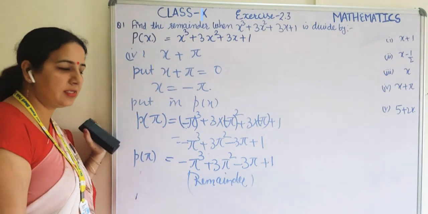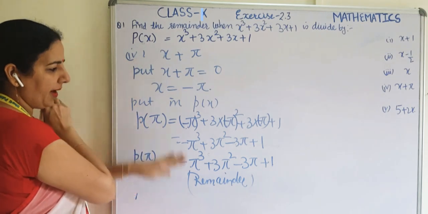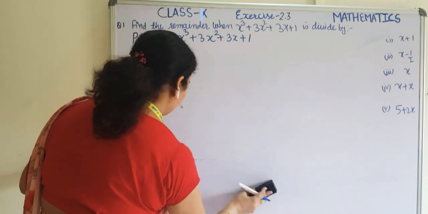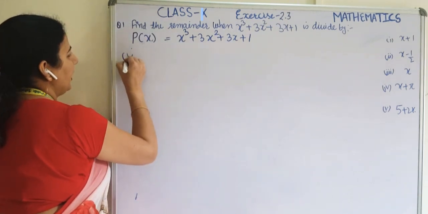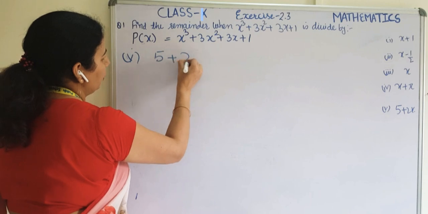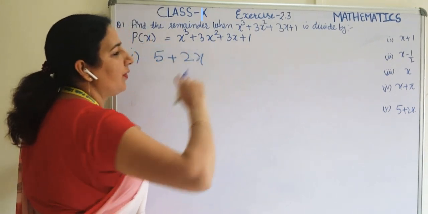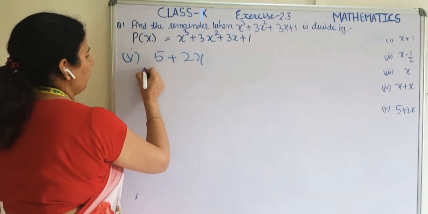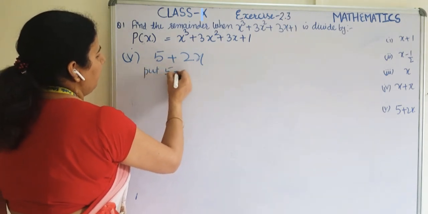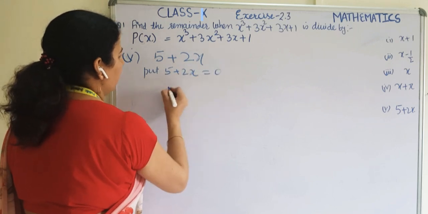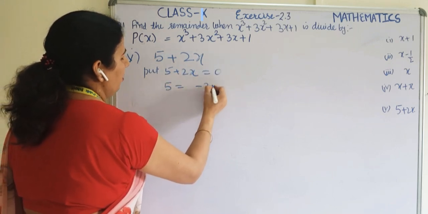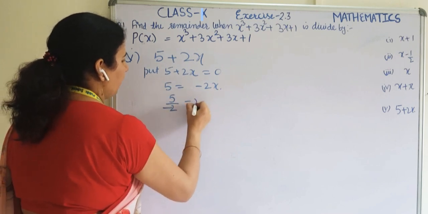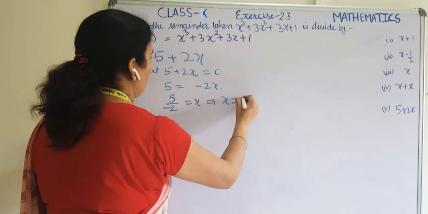Am I clear, students? Is this part clear? The last part is 5 plus 2x. As all the parts are different from each other, that's why I am solving all parts. After that you can solve the extra question. Put 5 plus 2x equal to 0. 5 is equal to minus 2x. 5 upon 2 is equal to x. What is the value of x?